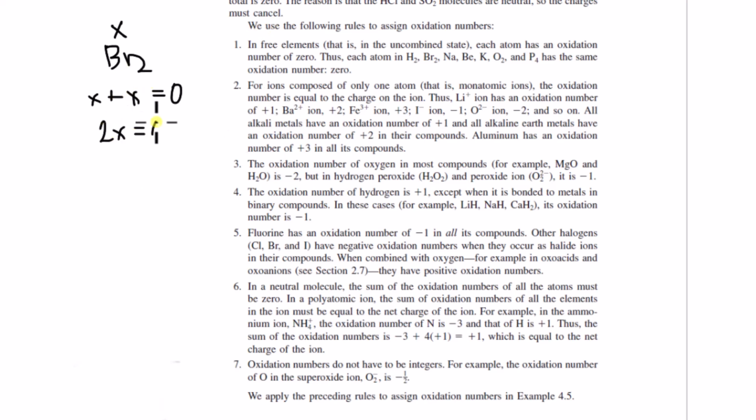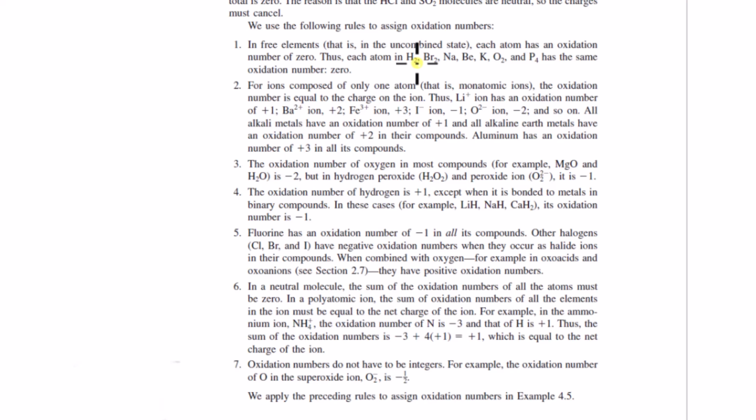So 2X must equal 0. That means X is going to have to be equal to 0. Okay, or P4. If we say that the oxidation numbers on each of the phosphoruses is X, then applying the sum rule, you've got X plus X plus X plus X, 4X must equal 0, so X must be 0, right? So you can see how for any elemental form of a substance, a neutral elemental form, the oxidation numbers on each of the atoms is going to have to be 0.